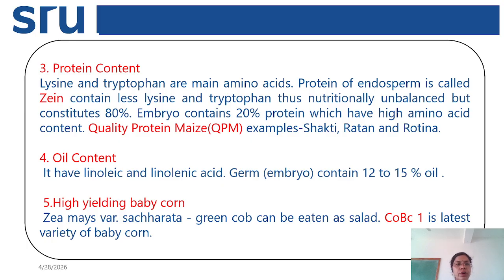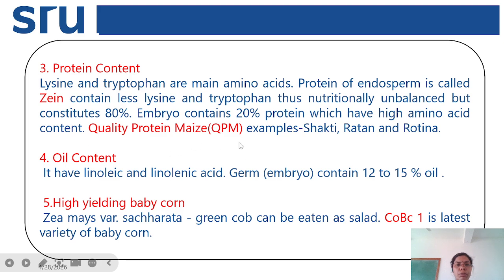And next is protein content. Generally, the main amino acids present in maize are lysine and tryptophan, and the protein of the endosperm in maize is called zein. But this has a lesser amount of lysine and tryptophan. Because of that, the nutrition is unbalanced. So they have developed quality protein maize.